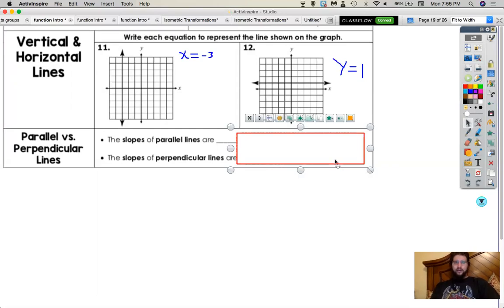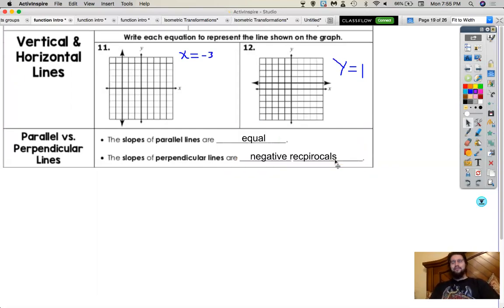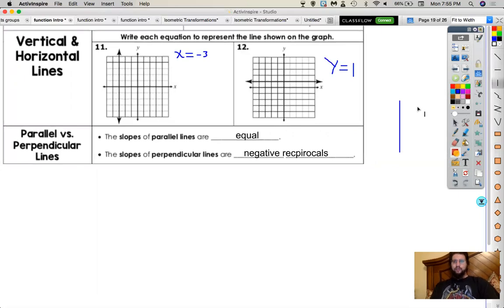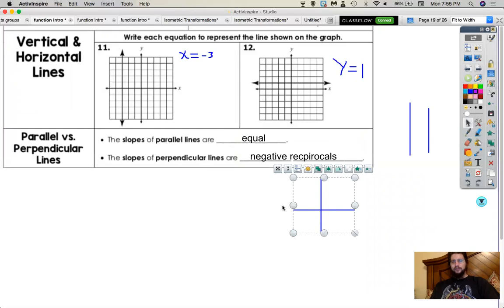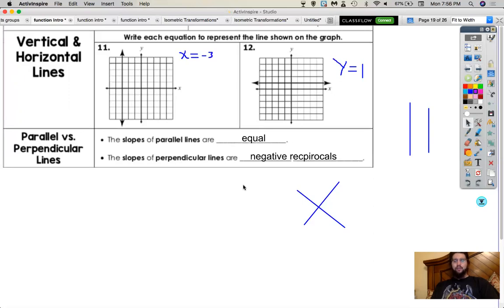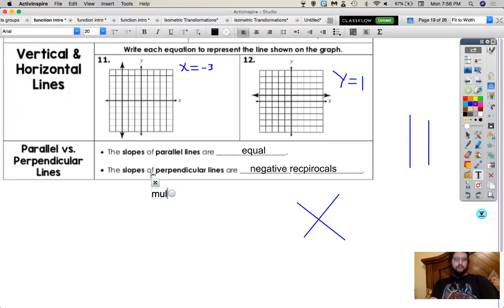So if we look at parallel lines, they have slopes that are always equal. So two vertical lines are parallel. They all have undefined slope. The slopes of perpendicular lines are negative reciprocals. So perpendicular, remember, they intersect at right angles. But algebraically, the important thing to remember is that their slopes are negative reciprocals. That means if you multiply them together, they equal negative 1.